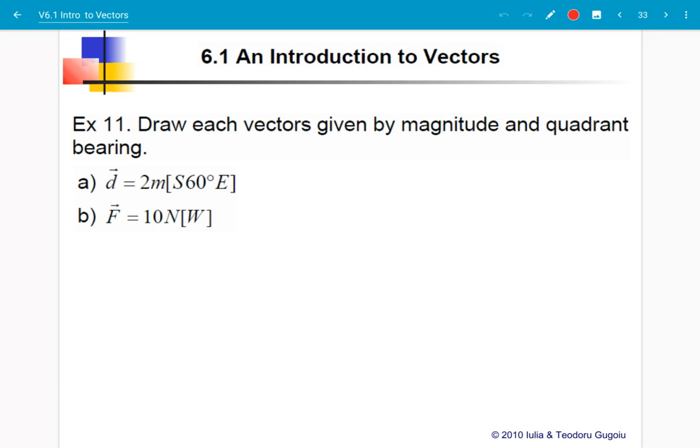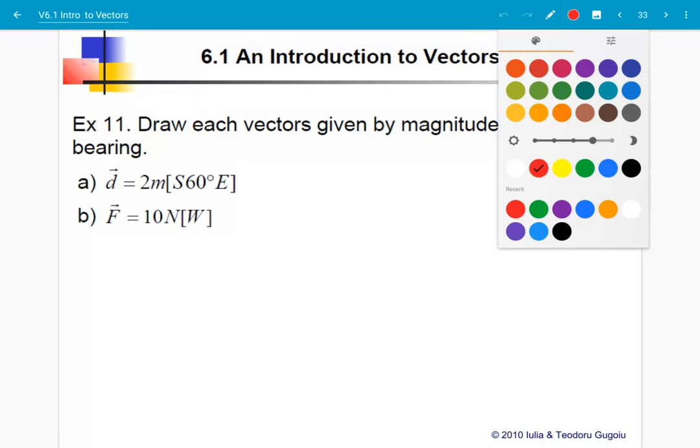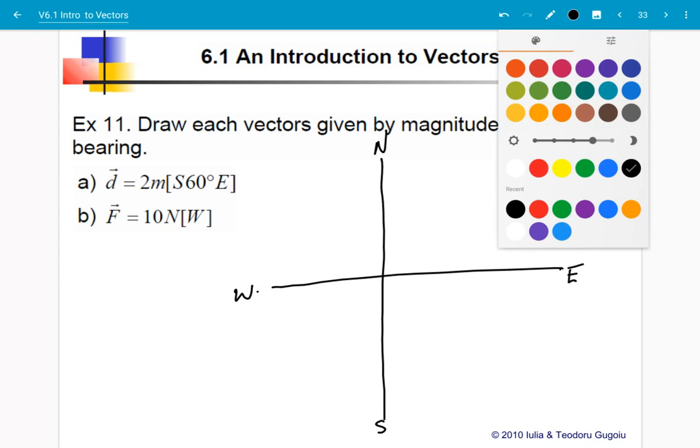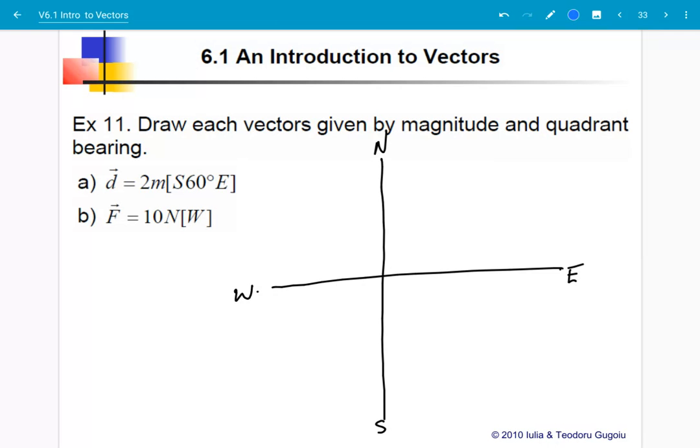Example 11. Draw each vector given magnitude and quadrant bearings. So this time they're giving us the bearings. North is, of course, I should have said that maybe, north, south, east, west. I assume you guys know that. Vector D is south, 60 degrees towards the east. So south and then 60 degrees towards the east. That's vector D, 2 meters, south 60 degrees east, or 60 degrees east of south, if you like. And finally, we have 10 newtons of force, and it is directly west. So I would draw it this way. Force 10 newtons west, like that.